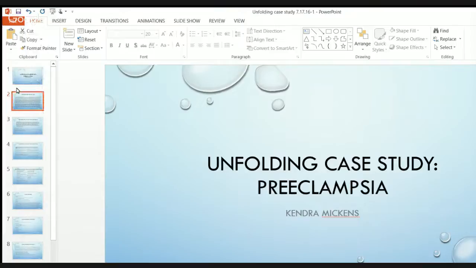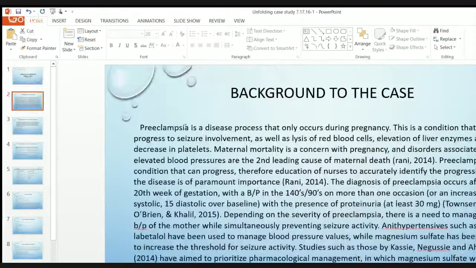First, we're going to start with a little bit of background to the case, and I actually started with a little bit of information on preeclampsia first. Preeclampsia is a disease process that typically only takes place during pregnancy. When we look at it, it is absolutely dealing with elevated blood pressures, which we typically associate with a disease process such as chronic hypertension. However, preeclampsia, again, is a disease process that only takes place during pregnancy and typically does not take place until after the 20th week of pregnancy.